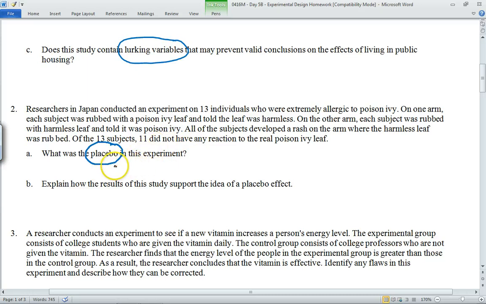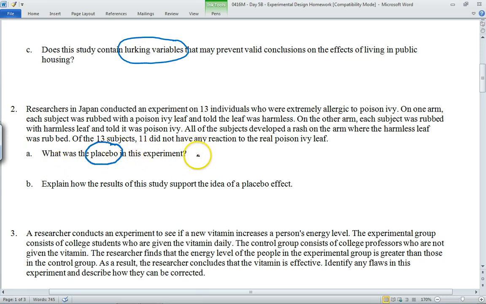Hopefully you said something about when the subject is given some sort of a treatment that really isn't supposed to have any effect, like a sugar pill. Instead of being given aspirin or some other kind of drug that we're expecting to cause a change, if a person is given a sugar pill, that's a placebo because a sugar pill is not really supposed to affect their body or their mind.